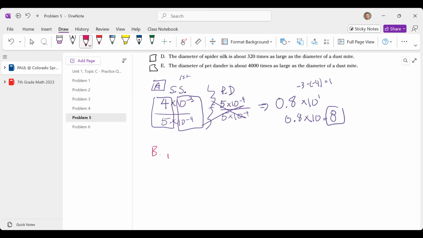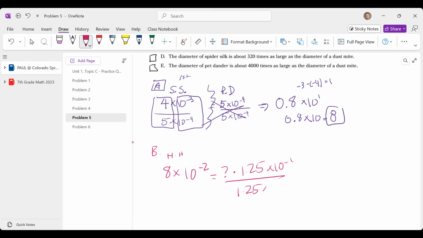Okay, so if I have human hair, it's listed first. So that's going to be our value of 8 times 10 to the negative 2, or not times, but we're comparing that to the amount of times that dust mite diameter is in its diameter. So we've got 1.25 times 10 to the negative 1 value, okay? So now we're gonna do the same thing we did in the other one. We're just going to divide.